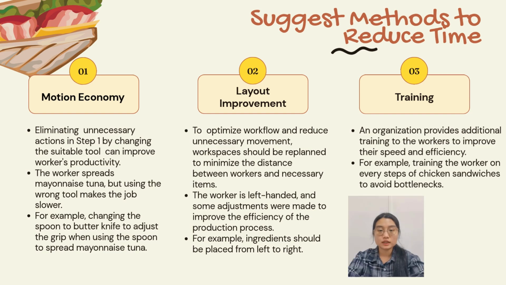to right. Last but not least, training. To help workers make sandwiches faster while maintaining quality, effective training is important. An organization provides additional training to the worker to improve their speed and efficiency. For example, training the worker on every step, which is preparation, assembly, and serving of the chicken sandwich, to avoid bottlenecks.